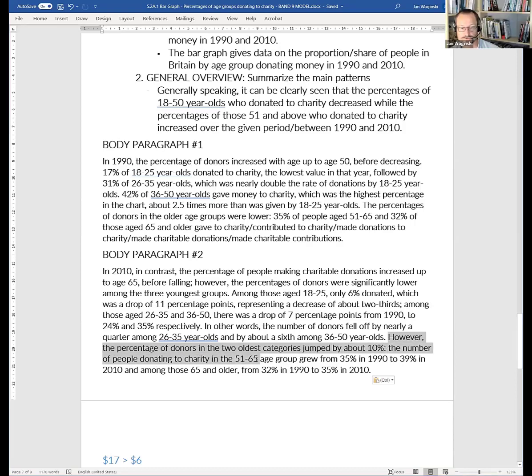The number of people donating to charity in the 51 to 65 age group grew from 35% in 1990 to 39% in 2010. And among those 65 and older, from 32% in 1990 to 35% in 2010. So both those increases are about 10%. And that's it. And you do not give a conclusion. You're done.